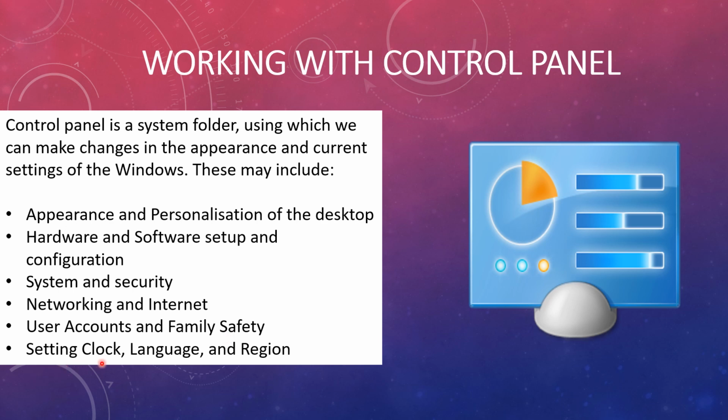And then we have setting clock, language, and region. The timing of the clock can be set. You can set even the language for your system and the region from where you are using it. All these things we will be learning in later classes in more detail. Right now I just briefly told you what things we can do with the help of control panel. Okay, moving on to the next slide.